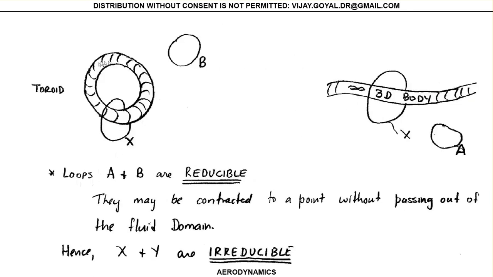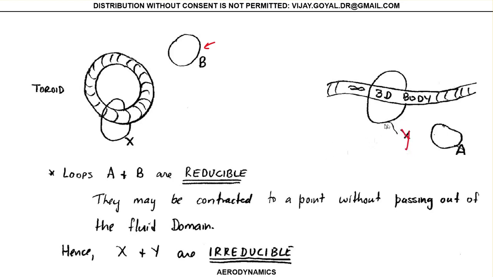Let's consider another case. Let's suppose this is the fluid and I have another loop there. Now, if you look at it, you know that this is reducible. This can be reduced to a point without intersecting your body. However, this loop of the fluid goes around this, but it is irreducible because the only way I can reduce it is by making it go through the body. And I don't want it to go through the body, so I will call it irreducible. Same thing here. So this is Y.